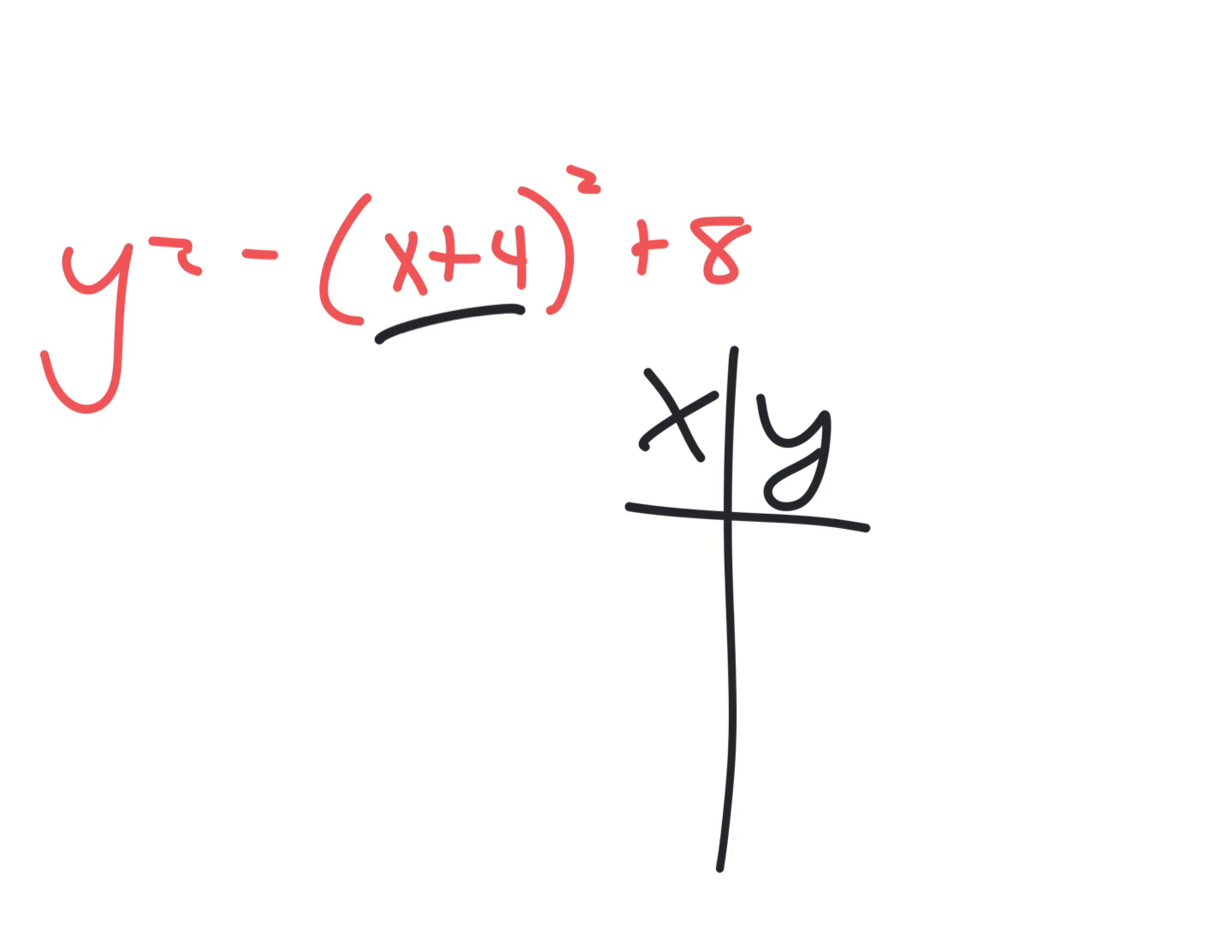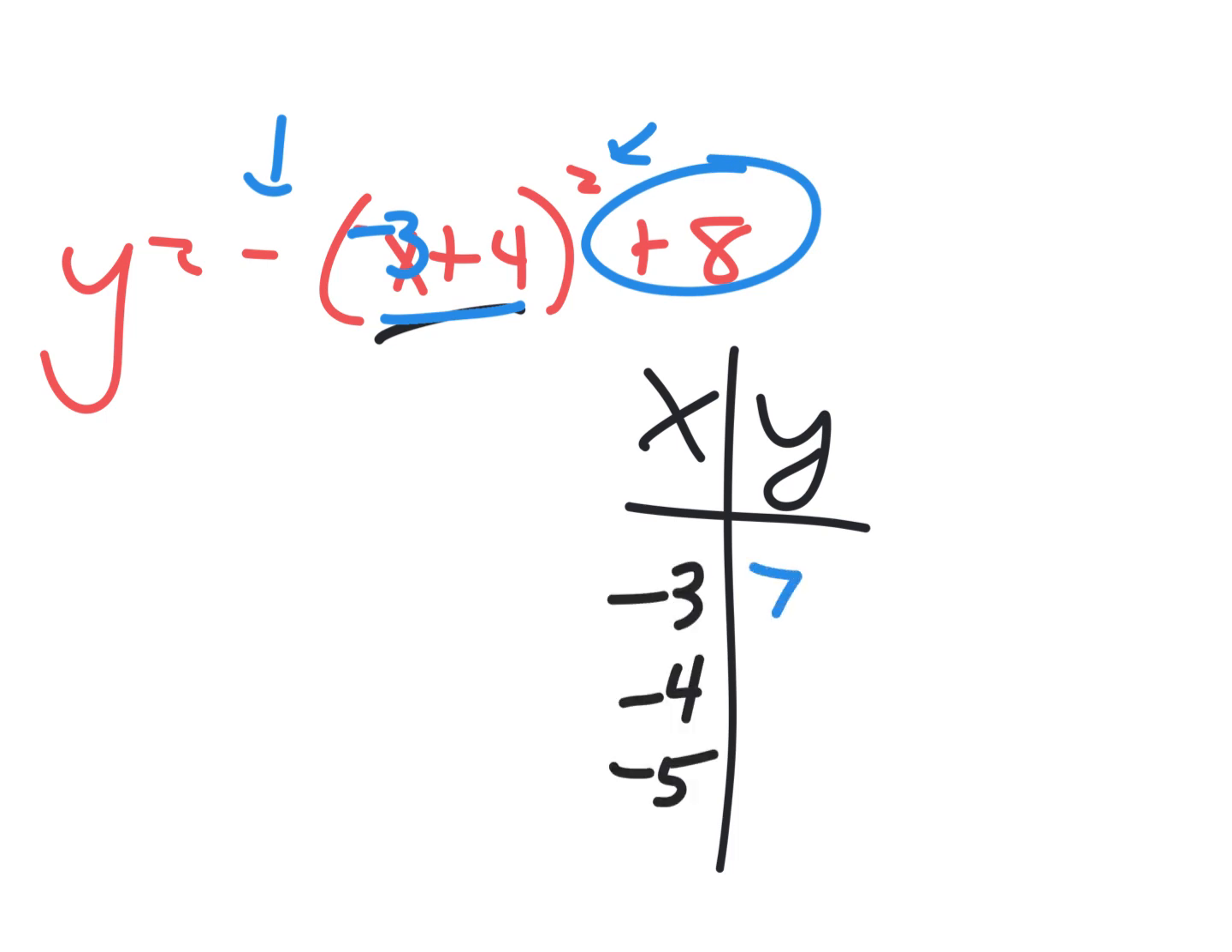Okay, compare with the kid next to you, please. She said -3 plus 4 will be 1, then the square will be -1. All right. If I put in -3, I'm going to start with -3. Then I end up with 1. Squared is 1. Then I make it negative. -1 plus 8 is 7. Raise your hand if you had -3, 7.